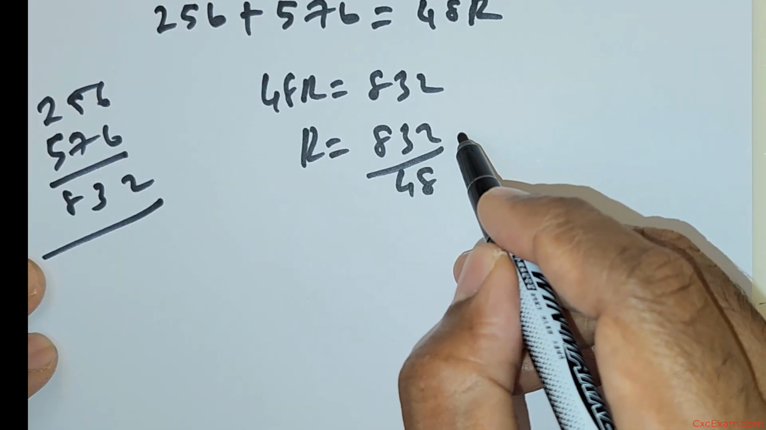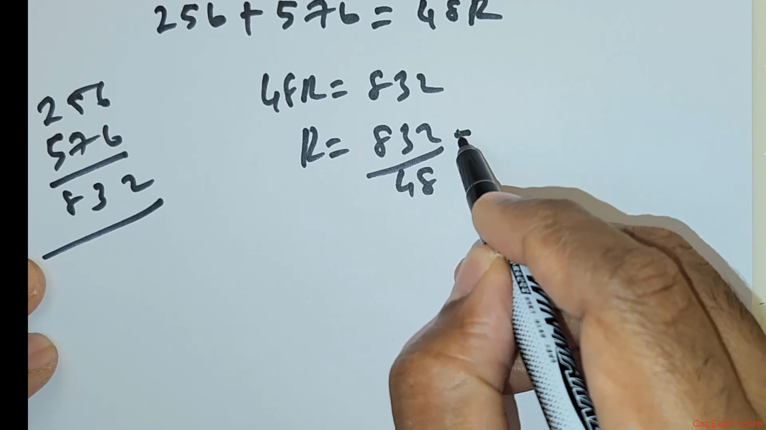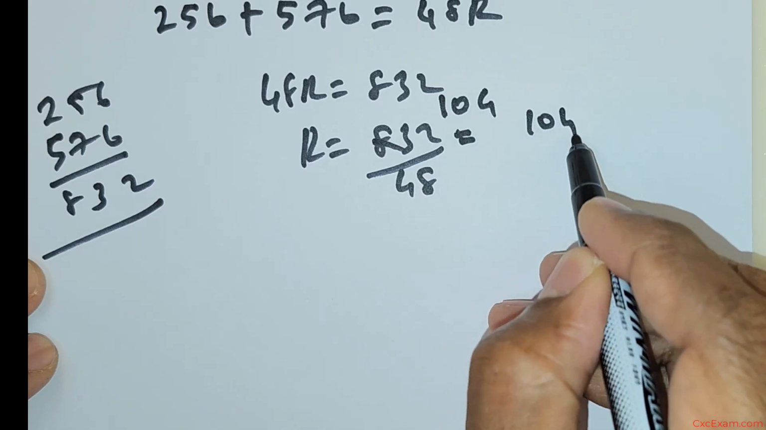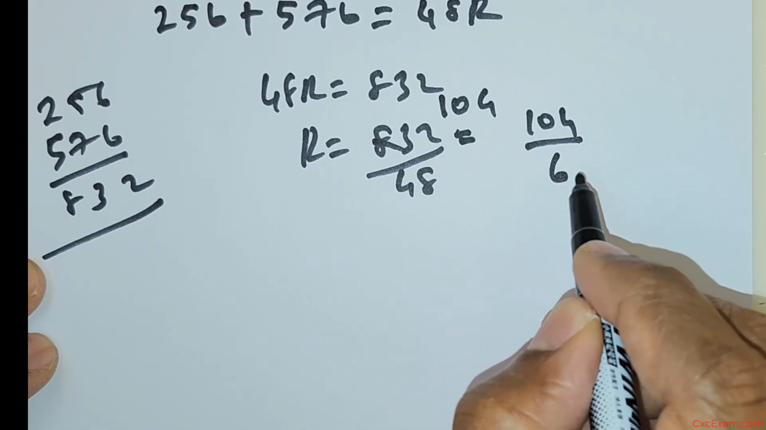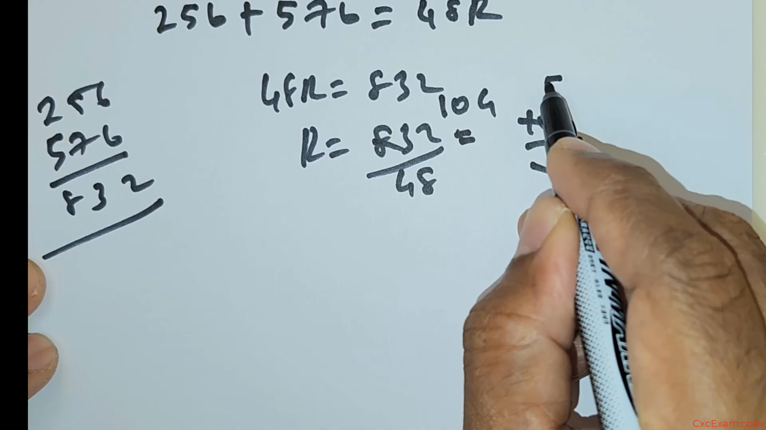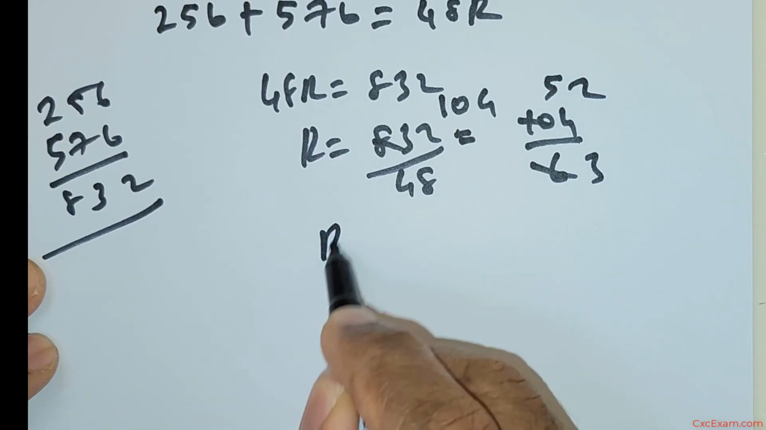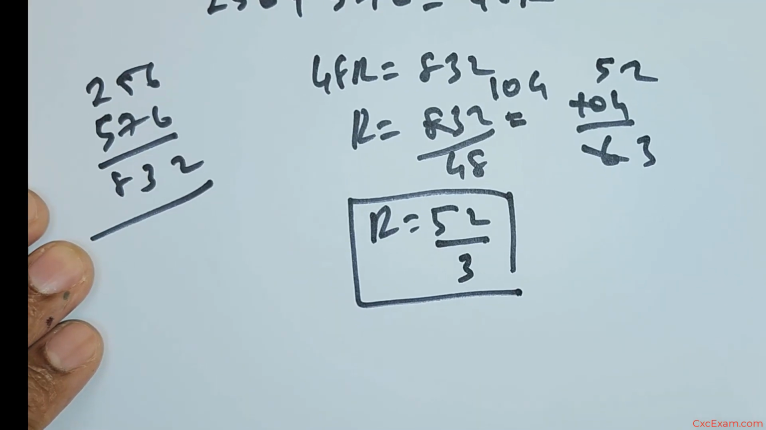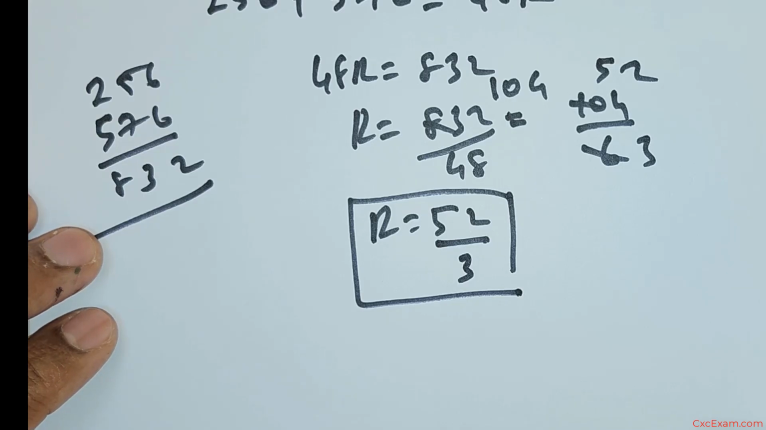So 8 can divide here, right? So 8 divides here once, 8 does not divide here. 8 4s are 32, and 8 divides here 6 times, 2 divides here 3 times, 2 divides here 5 times, 2 times. So R is equal to 52 over 3. So that's not a good looking number, but we got to work with that.